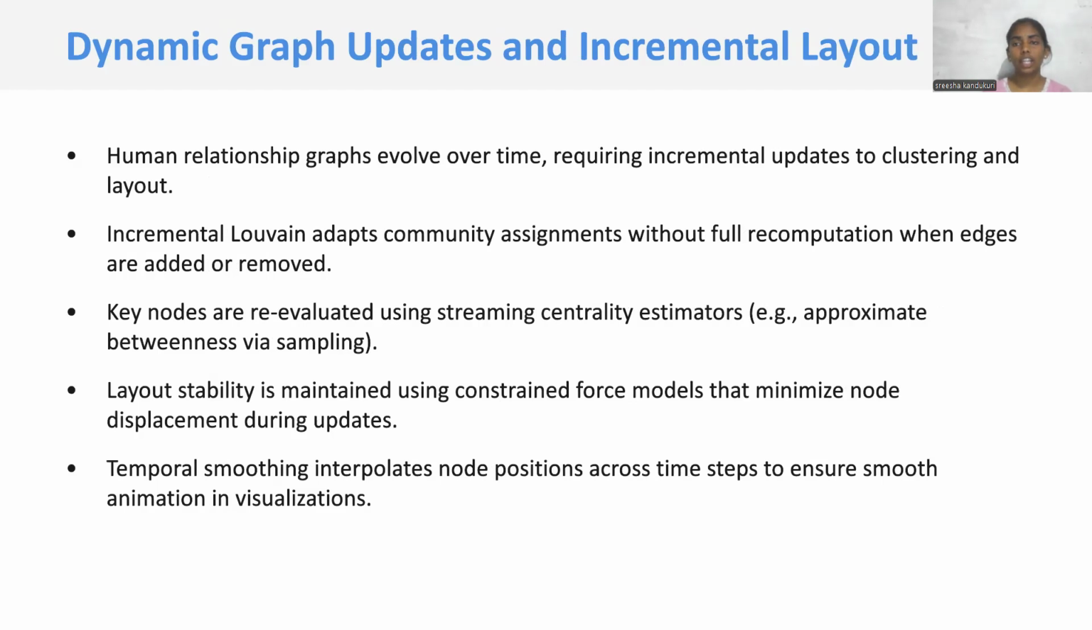Dynamic graph updates and incremental layouts. Human relationship graphs evolve over time, requiring incremental updates to clustering and layouts. Incremental algorithms adapt community assignment without full recomputation when edges are added or removed. Key nodes are re-evaluated using streaming centrality estimators, approximate betweenness, and sampling.